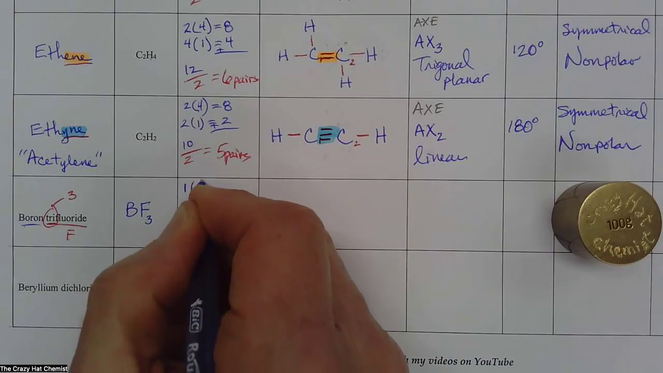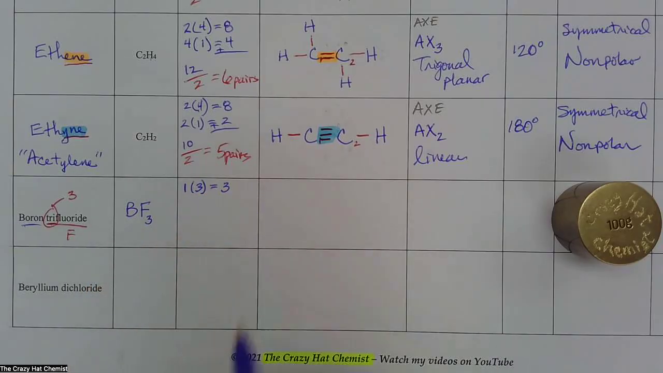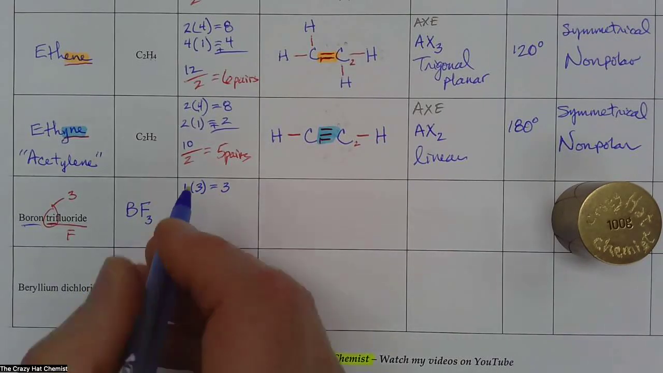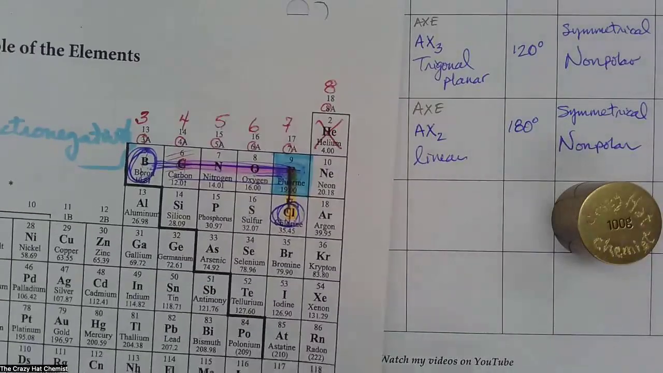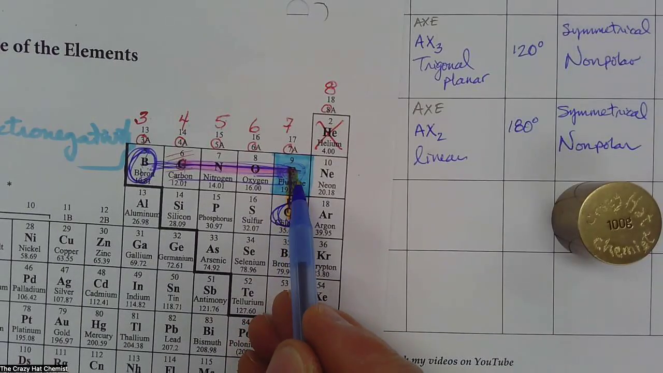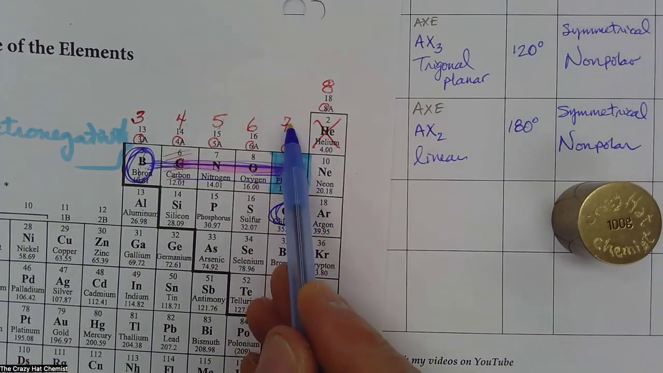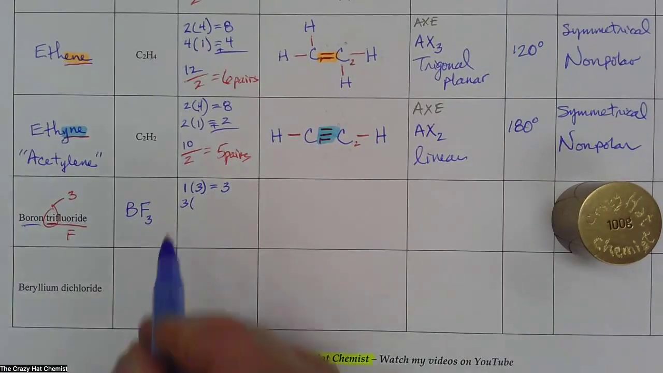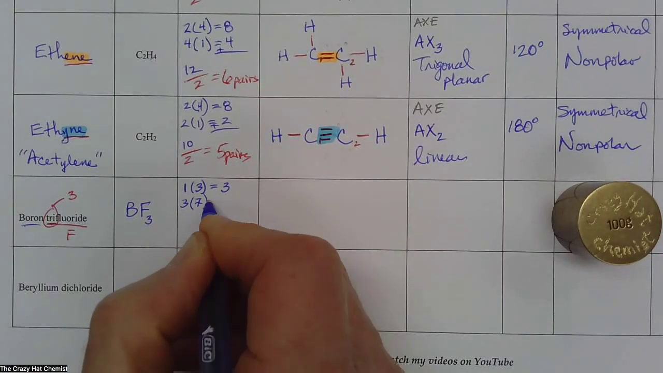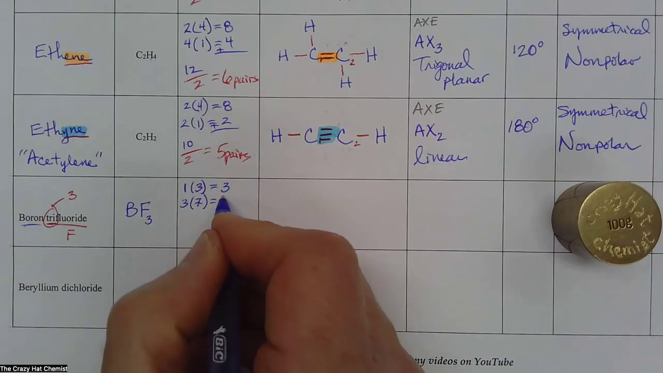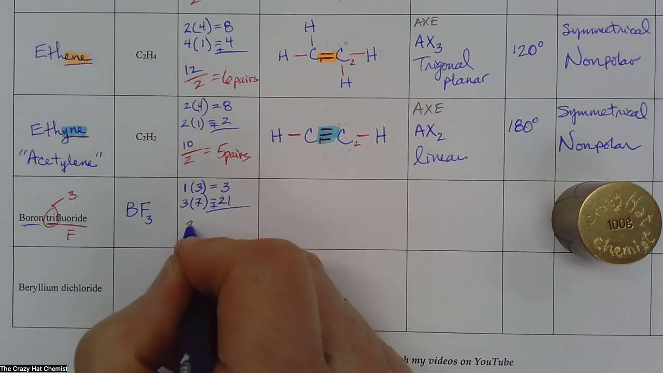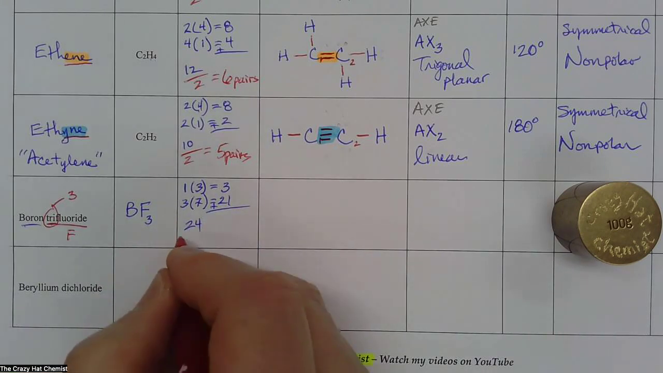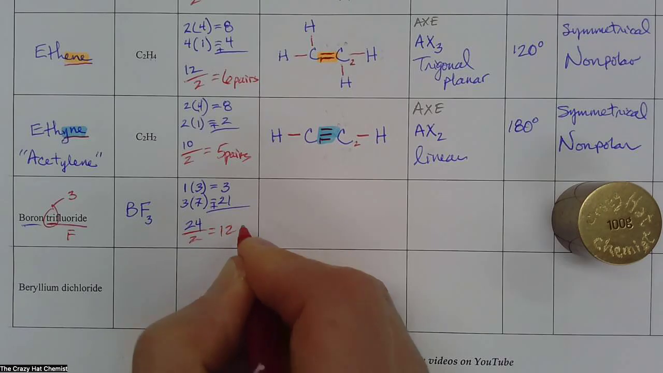Boron is right here. It has 3 valence electrons. All right, fantastic. So that's 1 times 3, that would be 3. Okay, and then fluorine, there are 3 fluorines here. And how many valence electrons in fluorine? Well, it's the most electronegative element. That's right there. And there's 7 valence electrons in fluorine. So 3 times 7 is 21. I'm going to add up these two numbers, the 3 and the 21, and I'm going to get 24. And like always, we divide by 2, and then we get 12 pair.